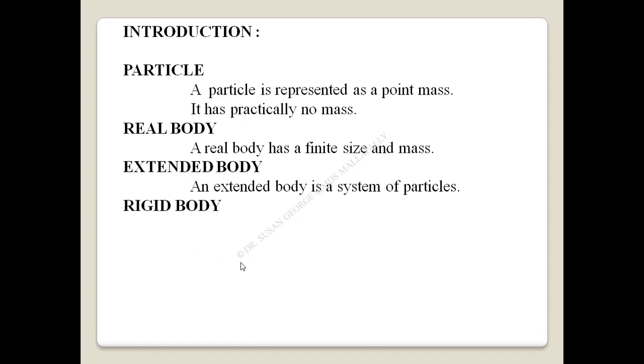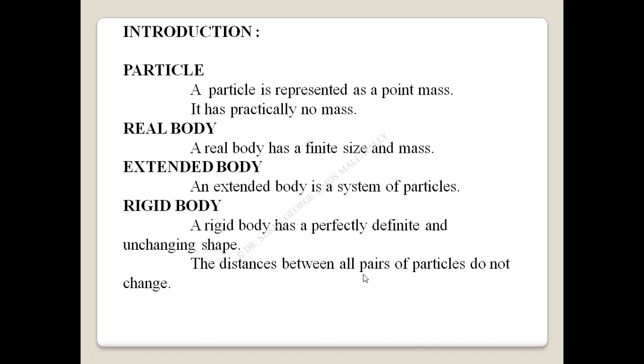Now, what is a rigid body? A rigid body has a perfectly definite and unchanging shape. When you apply some deforming force to the body, it does not change its shape. And the distance between all pairs of particles does not change. That means all the particles will remain in the same position in a rigid body.